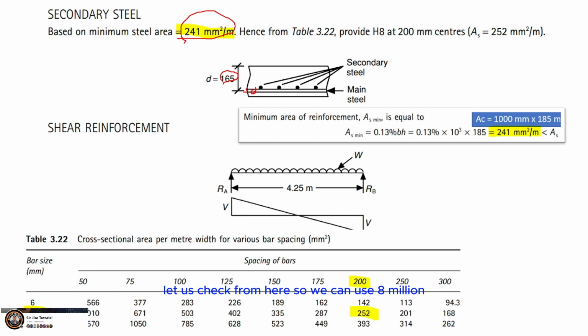Let us check from here, so we can use 8 mm. This is only secondary, so it's fine. Main bar should be at least 10, so for 8, 252 could meet the requirement of 241. We need 241, we give 252, that's fine.